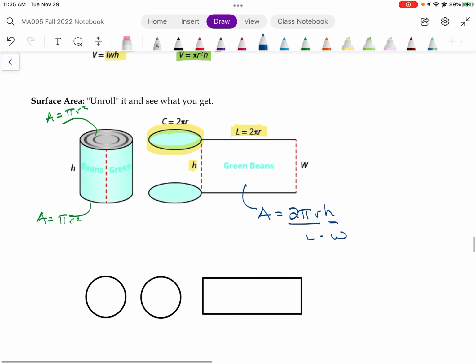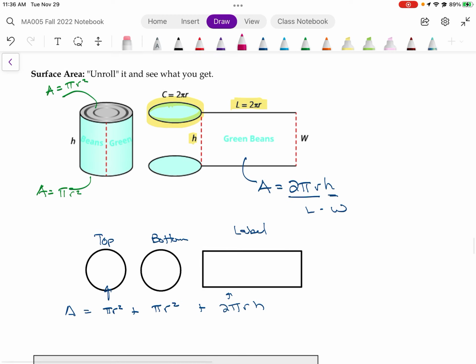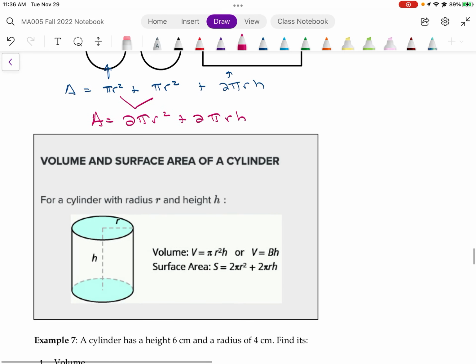Let's call this the top, and we'll call this the bottom, and we'll call this, I guess, the label. So the area of this is pi r squared, plus the area of this is pi r squared, plus the area of this is 2 pi r h. Because these are both the same, we can call this 2 pi r squared plus 2 pi r h. And there is our surface area of a cylinder. Okay, so there's our formulas together. There's the volume and there's the surface area.